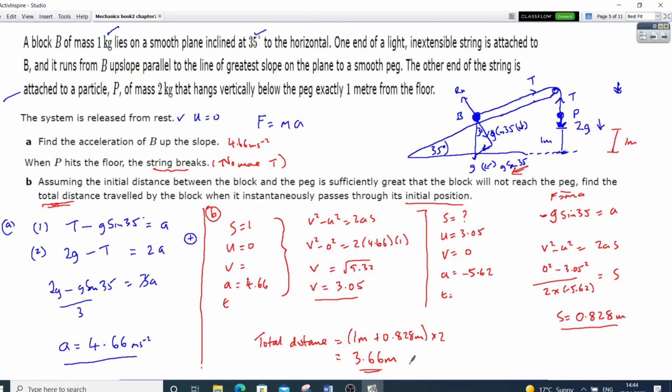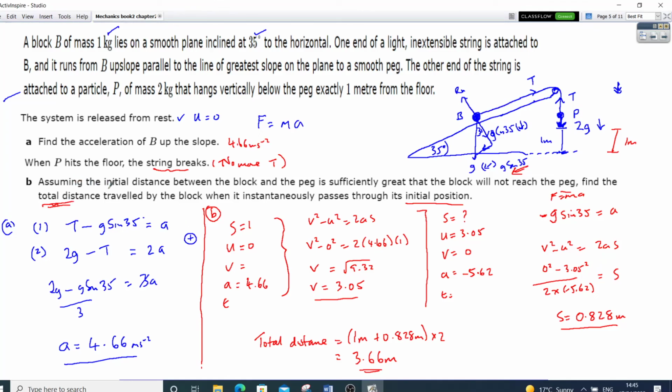Okay, it's a bit of a tricky one, but just pay attention to what happens here, because when it's coming up, it's actually got some speed. As it hits the ground, the tension breaks, but the speed is still making it go up, and this force against it, this deceleration, will start making the particle slow down. It's still traveling, but it's traveling slowly. Then it comes to a stop, and that's 1 meter plus that distance. It takes almost another meter before it comes to a stop, and we assume it doesn't hit the peg, and then it starts coming back down.